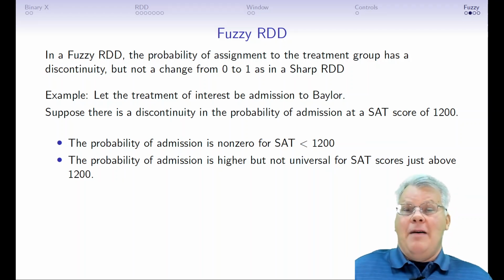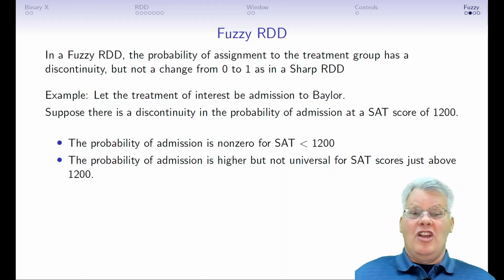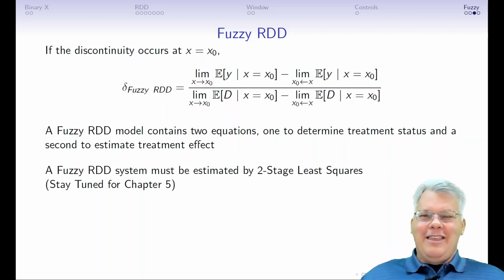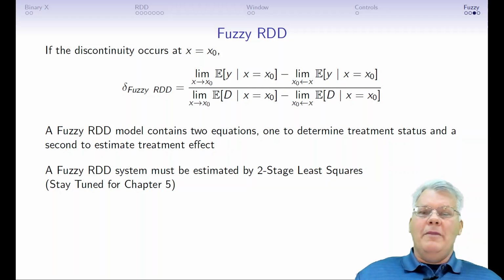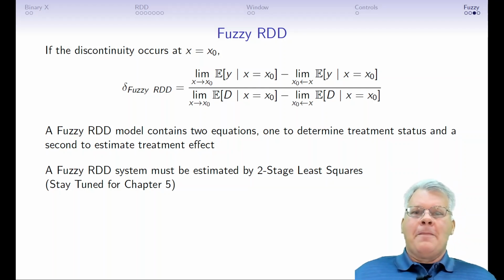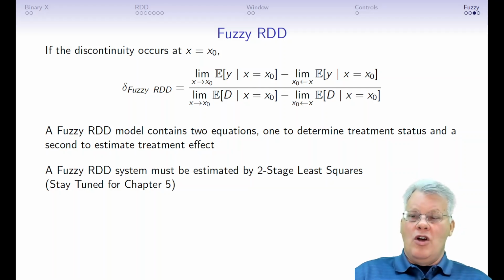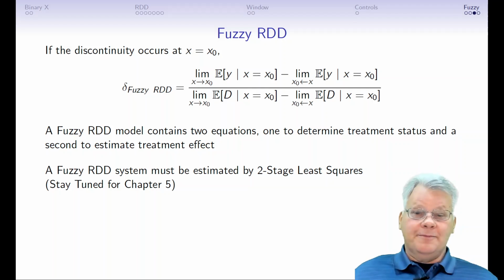So this would be an example of a fuzzy regression discontinuity. Okay. And just to give you a little math, the estimated treatment effect, suppose it occurs when the explanatory variable assumes the value x sub 0. So if we borrow the example from the previous slide, x would be the SAT score, x sub 0, the discontinuity of interest, would be at an SAT score of 1200.